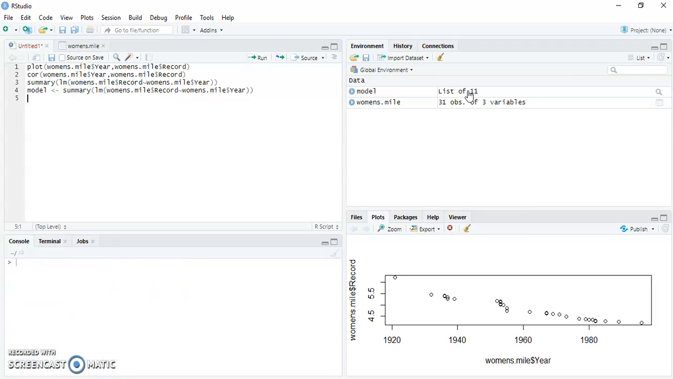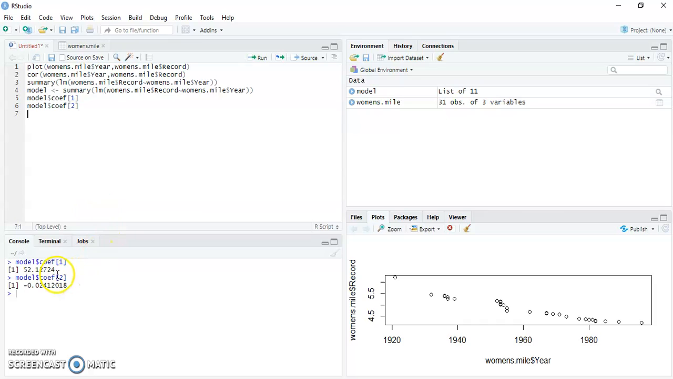So I'm going to get rid of all this mess, clear that out, and now I just want to know model, the slope. The y-intercept is the very first coefficient. The slope is the second coefficient in that list of 11 things. So if I pull out this second coefficient, I've got the slope.